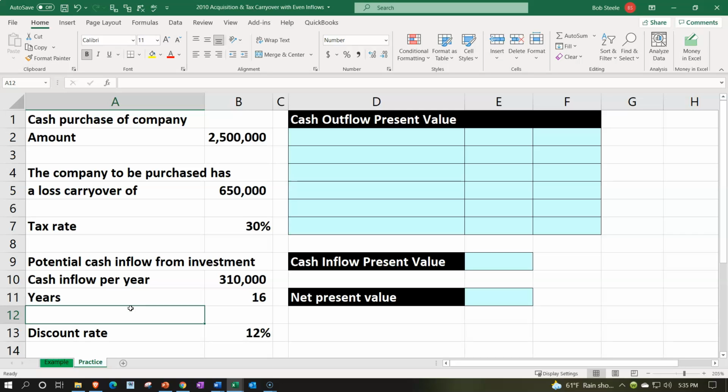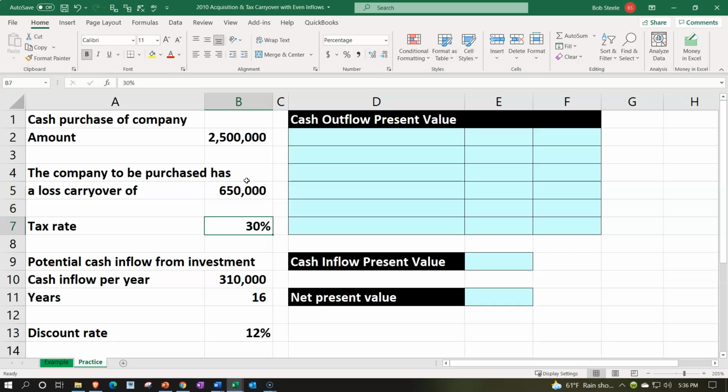We're looking at an acquisition type of situation. One company purchasing another for $2,500,000. The company to be purchased has a loss carryover, which may result in a tax benefit for the acquirer, because oftentimes the carryover cannot be taken until there's income in the future periods. And if we can match up that tax benefit or that carryover to income from the acquiring company, then that could be a tax benefit. We're going to say the tax rate is going to be the 30%.